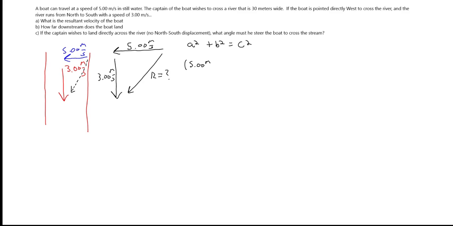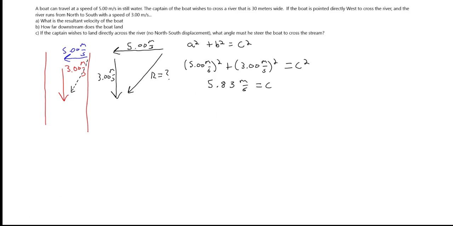So 5.00 meters per second, the whole thing squared, plus 3.00 meters per second, again the whole thing squared, is equal to c squared. I plug it in a calculator, I take my radical, and what I'm going to find is that the resultant is 5.83 meters per second. So the speed, this is just the magnitude right now, the speed at which this boat is going to go relative to its starting point, right? So it started here. As it traveled to the left, it also traveled down, so it ended up taking this path, okay? And the speed at which it took that path was 5.83 meters per second.